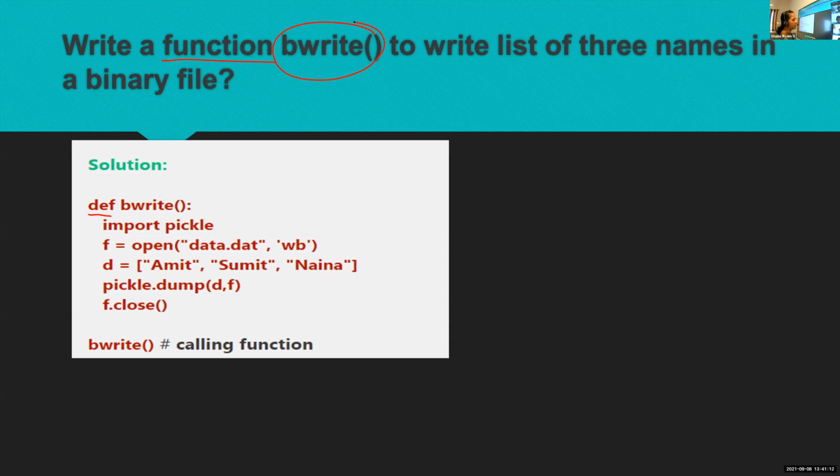We already discussed the function header in the previous chapter. For writing the function header, first use the keyword def. After that, write the function name. Here in your question, the function name is BWrite. Within brackets, we are not using any parameters here. After that, one colon. Then within that function, import pickle.